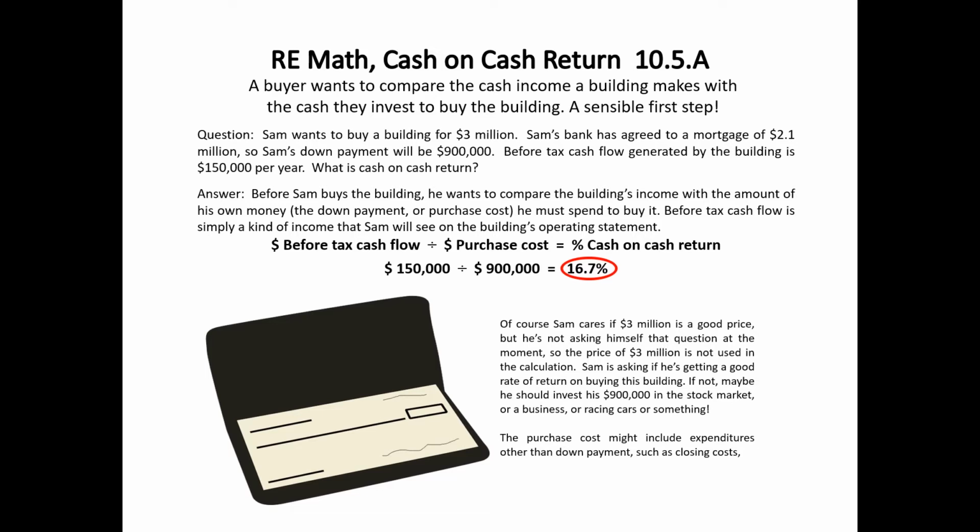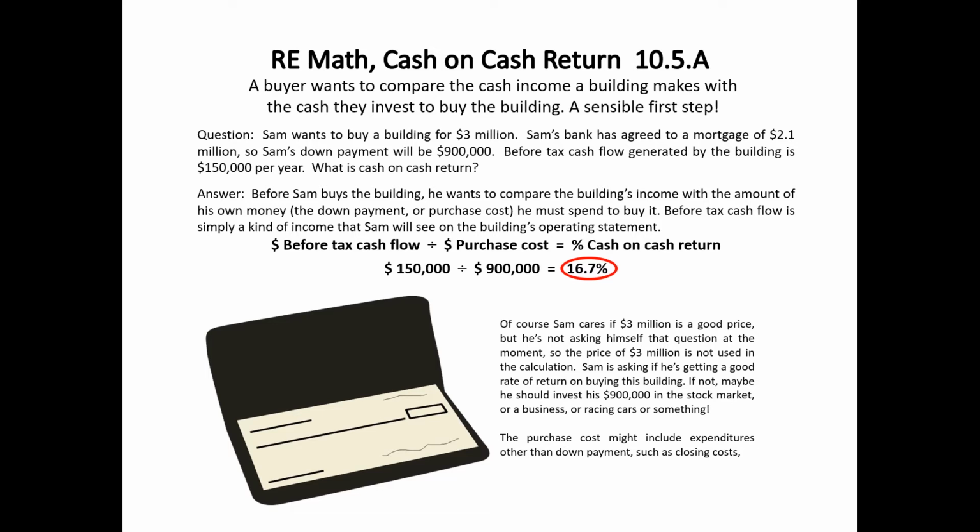Before tax cash flow is simply a kind of income that Sam will see on the building's operating statement. So all we do is we take the before tax cash flow, divide it by the purchase cost, which in this case will be Sam's down payment, and that equals the cash-on-cash return, which is a percent. So we say $150,000 income divided by $900,000 purchase cost, and we find out that Sam is getting a cash-on-cash return of 16.7% if he buys the building.